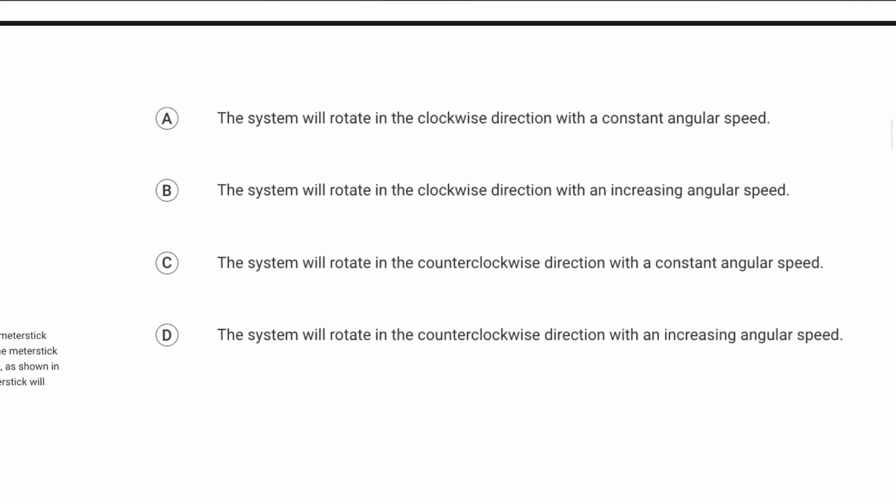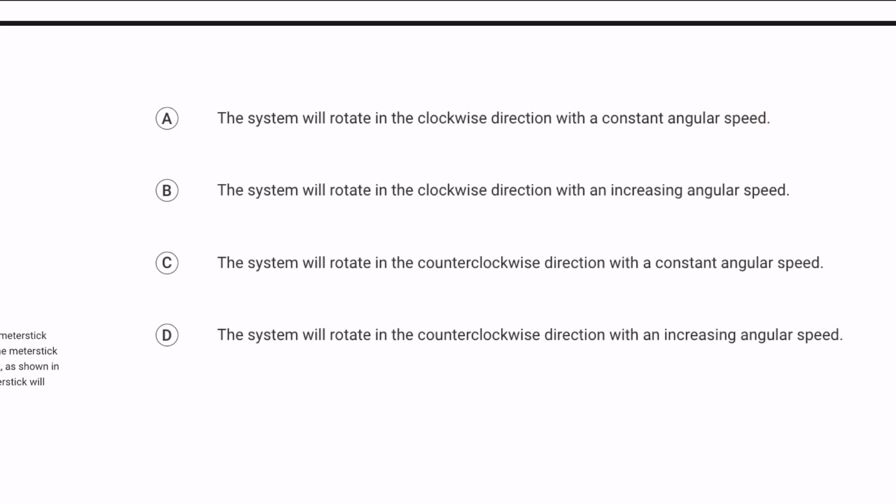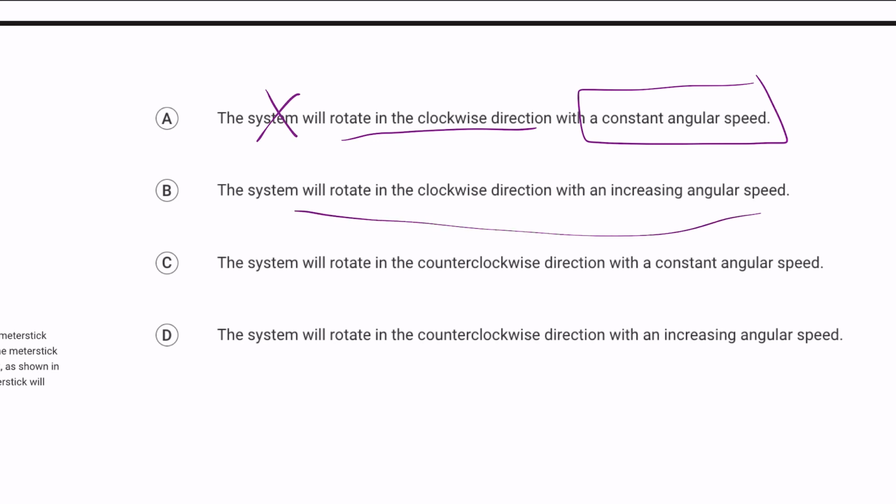A says that the system will rotate in a clockwise direction with constant angular speed. Ooh, tricky. It's true that it will rotate in a clockwise direction, but not with constant angular speed. Because there's a net torque, there will be, just like I just said, angular acceleration. So the angular velocity will not be constant. All right, so A's out. B says that the system will rotate in a clockwise direction with increasing angular speed. That's exactly what's going to happen, all right? So B's the correct answer. Let's move on.